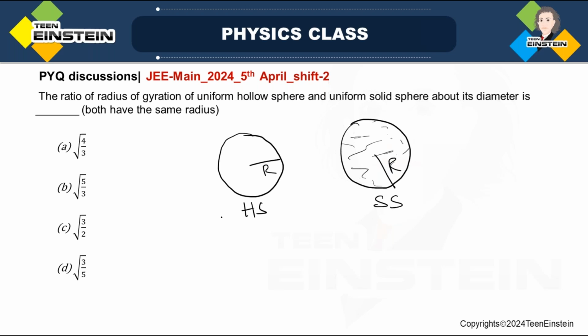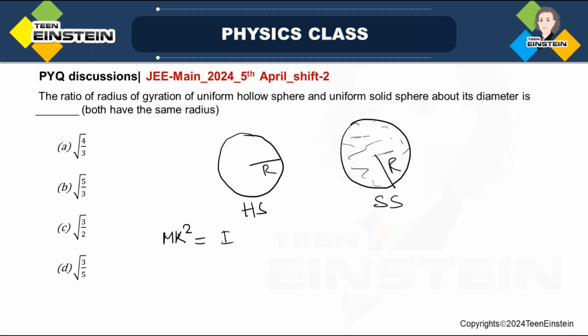We have to find out the ratio of radius of gyration. How do you find out the radius of gyration? If I say k is the radius of gyration, then I have to write mk square is equal to the moment of inertia of the object.